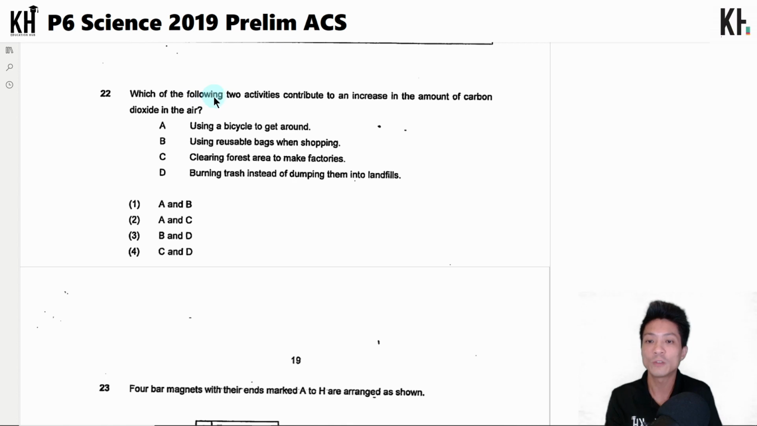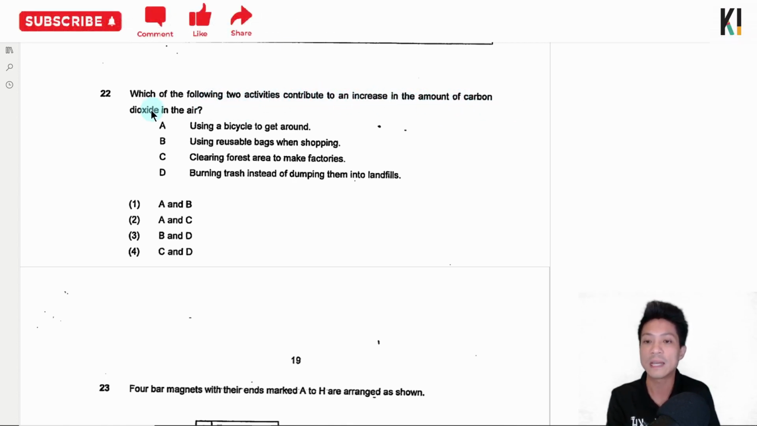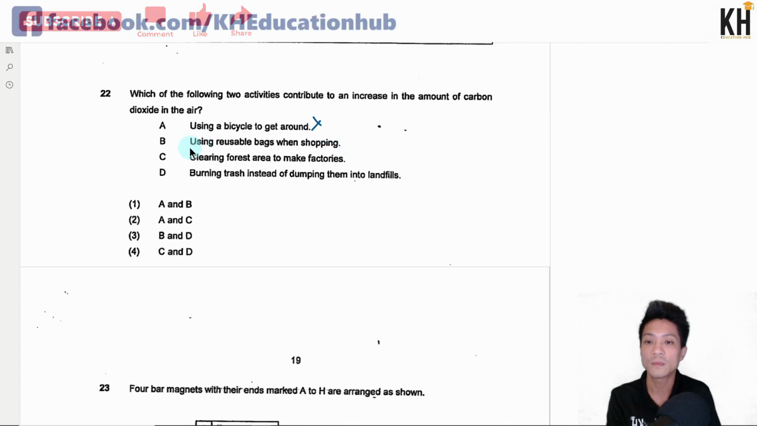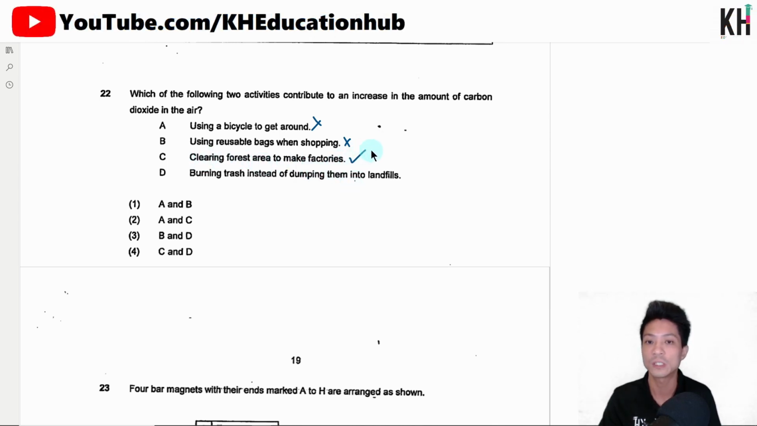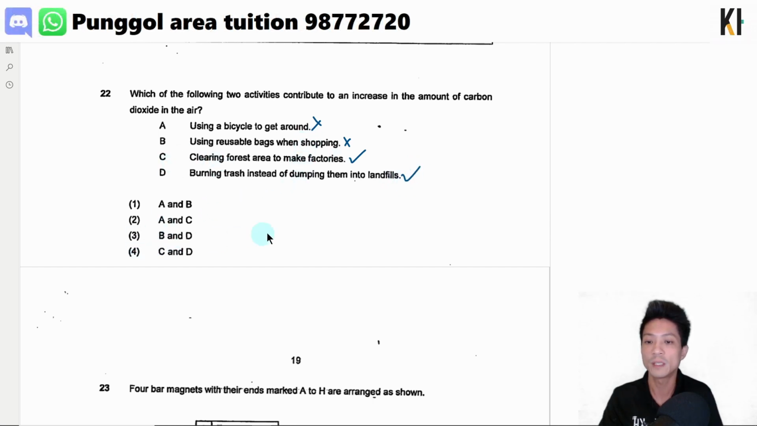Question 22. Which of the following 2 activities contribute to an increase in the amount of carbon dioxide in the air? Okay, using a bicycle to get around, this one does not increase. Okay, using reusable bag when shopping, this one also does not. Okay, clearing forest area to make factories, yes, this one does because it's deforestation. Burning trash instead of dumping them into landfills, yeah, burning will always produce carbon dioxide. Okay, so the answer should be C and D, which is number 4.